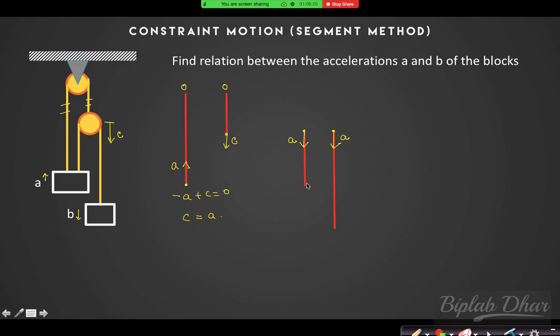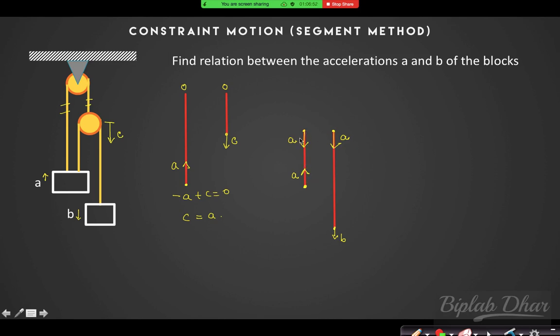Okay. What about this point? One is A upward and one is B downwards. Now can I write down a constraint equation for that? The A's will get cancelled, I think? No, look, sir, both the accelerations, minus 2A, are going inside the length.